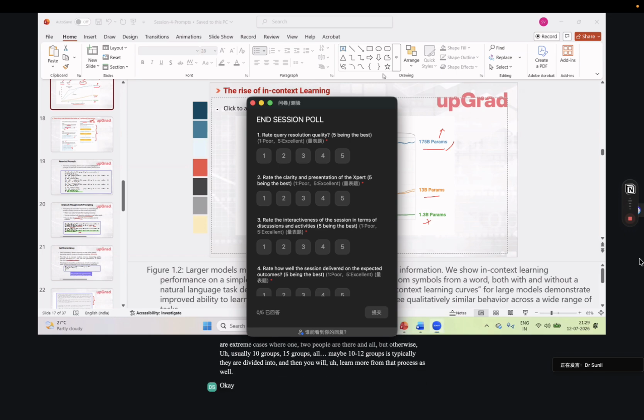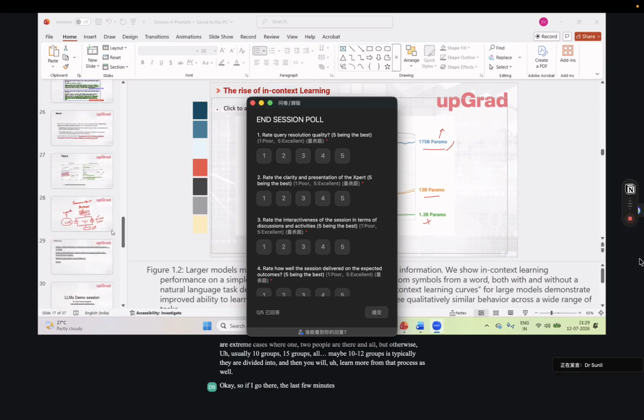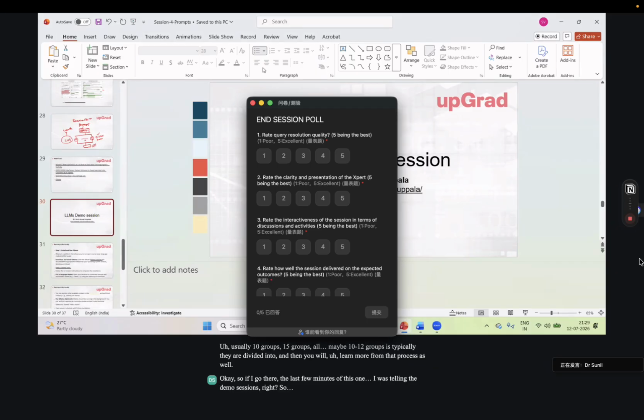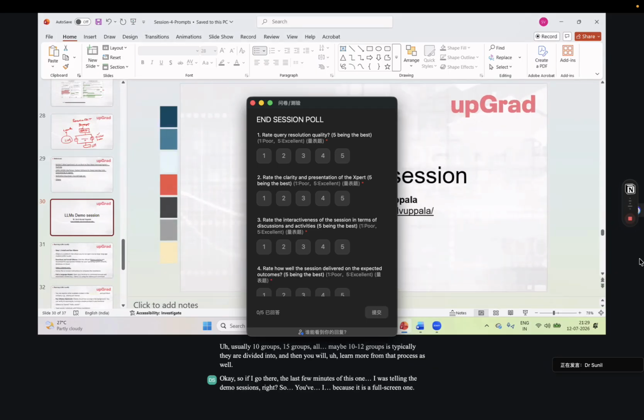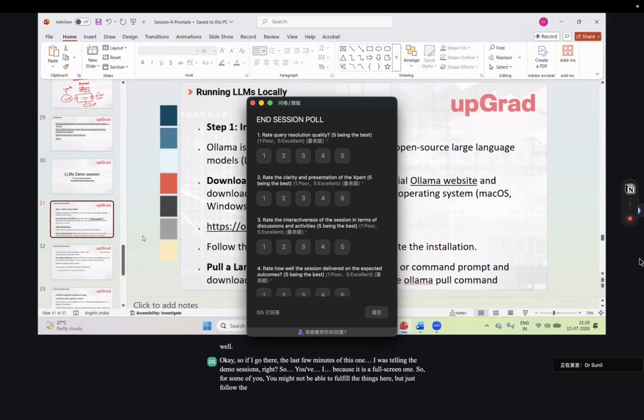Okay, so if I go there, the last few minutes of this one, I was telling the demo sessions, right? Because it is a full screen one, some of you might not be able to fulfill the things here, but just follow the instructions for the next few minutes, and then I will try to show it to you and tell you what these are.